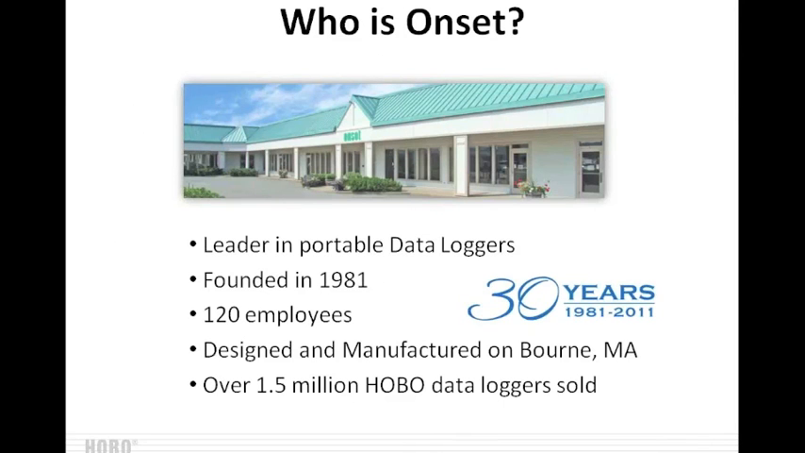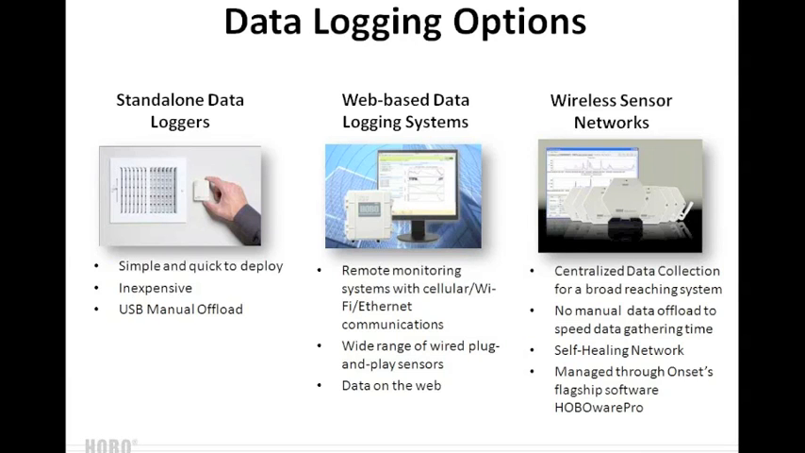Onset is the leader in portable data loggers. Our company was founded in 1981, so we're happy to be celebrating our 30th anniversary this year. We've got about 120 employees, all based in Bourne, Massachusetts, where we design and manufacture all of our products. We've sold over 1.5 million data loggers, which represents a great basis of experience.